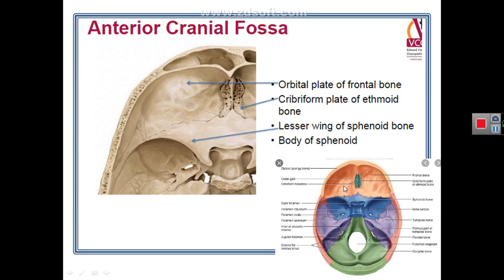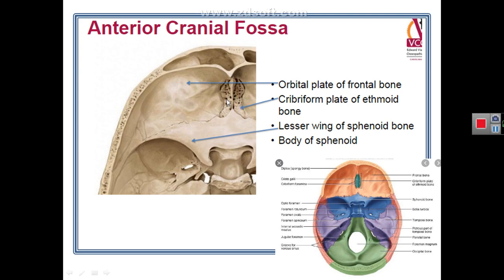While on the sides, the anterior cranial fossa is formed by the orbital plate of a frontal bone anteriorly and the lesser wing of a sphenoid posteriorly. You can see that the body of a sphenoid, the jugum sphenoidale, is attached on the sides to the lesser wings of sphenoid on the right and left side. Features of the anterior cranial fossa.